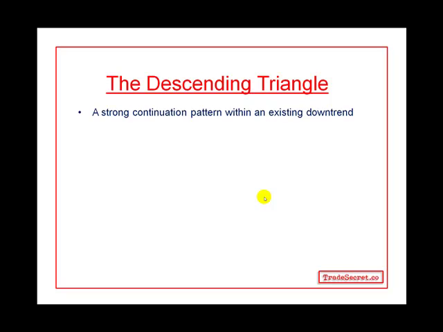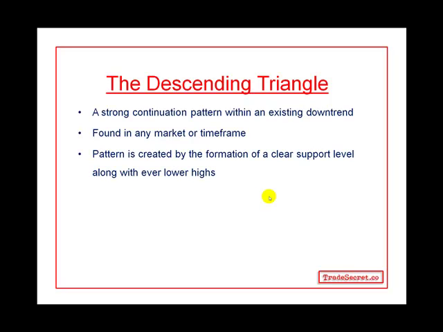So what is the descending triangle? It's a strong continuation pattern within an existing downtrend, and obviously it's the opposite to its brother, the ascending triangle. It's found at any market or time frame, and the pattern is created really by a formation of a clear support level along with ever lower highs.